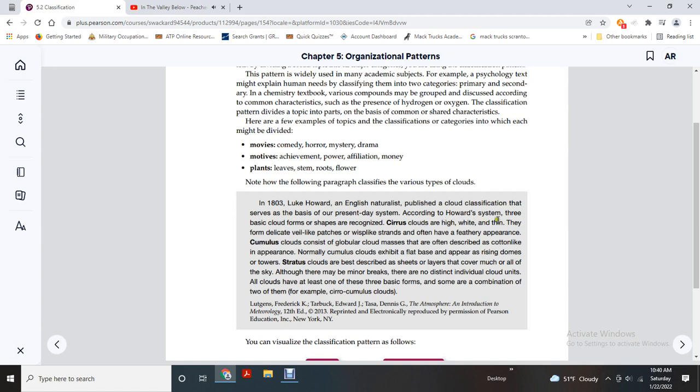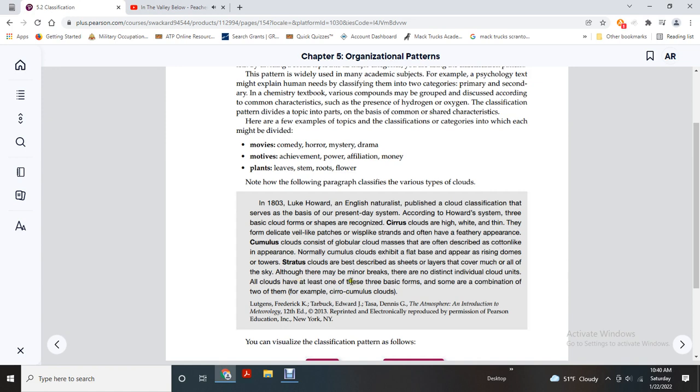Cirrus clouds are high, white, and thin. They form delicate, veil-like patches or wispy strands with a feathery appearance. Cumulus clouds are considered globular cloud masses, often described as cotton-like in appearance. Normally, a cumulus cloud exhibits a flat base with rising domes. Stratus clouds are best described as sheets or layers that cover much of the sky. Although there may be minor breaks, there is no distinction of individual cloud units.